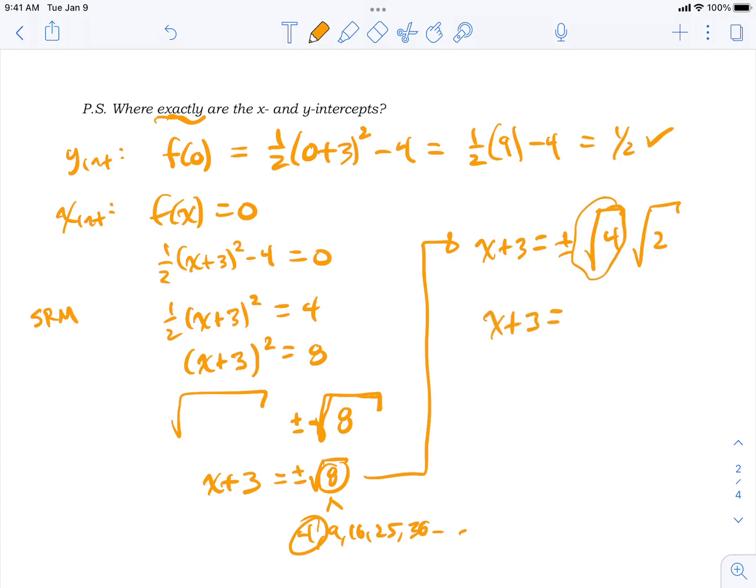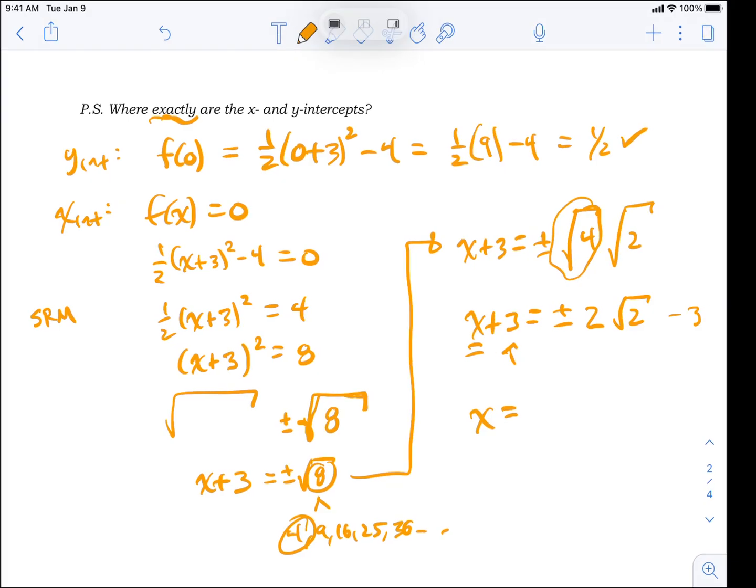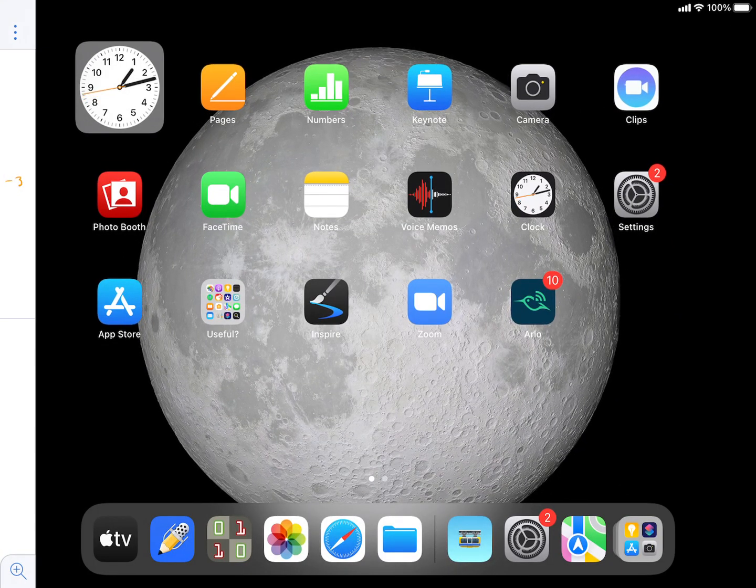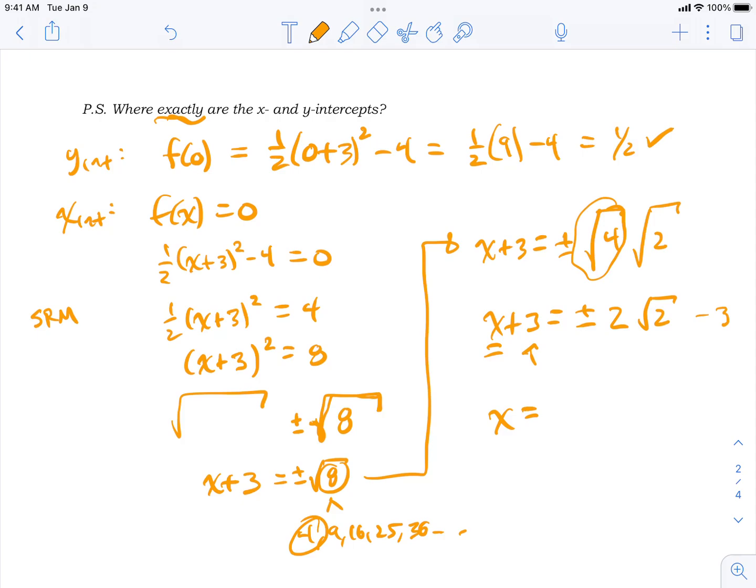Because then you can do this. x plus 3 really is plus or minus. Radical 4 really is a 2. And then you get this square root of 2. Okay, now, almost there. Remember, we're trying to get x by itself, right? So all we really got to do is subtract 3 on both sides. I suppose you could write it out there, but that's not really the convention. The convention is to tuck the negative 3 in front, like this.